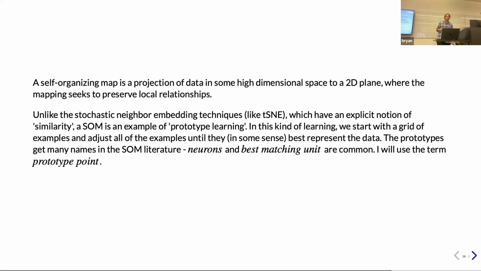Sometimes you'll see these prototype points called neurons. And so sometimes you'll see people say that a SOM is a neural network. Technically true, but it's not what I think of as a neural network, like the thing we're going to study later in the week. Best matching unit is another bit of jargon that really just means these prototype points. So I'm going to use prototype. I think that's the cleanest, least jargony way to describe this.